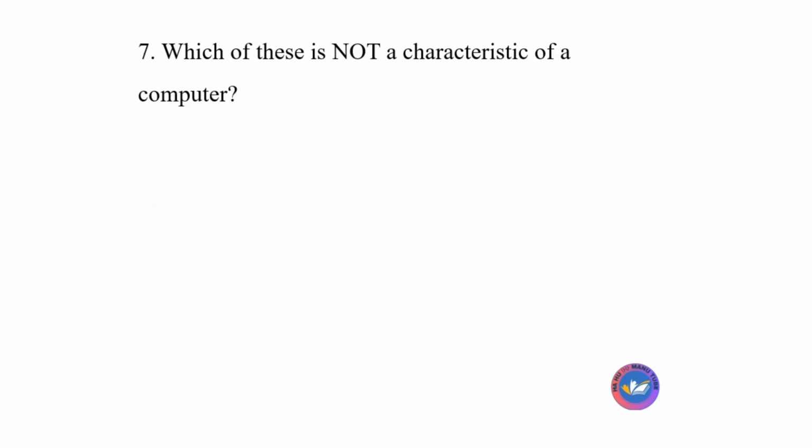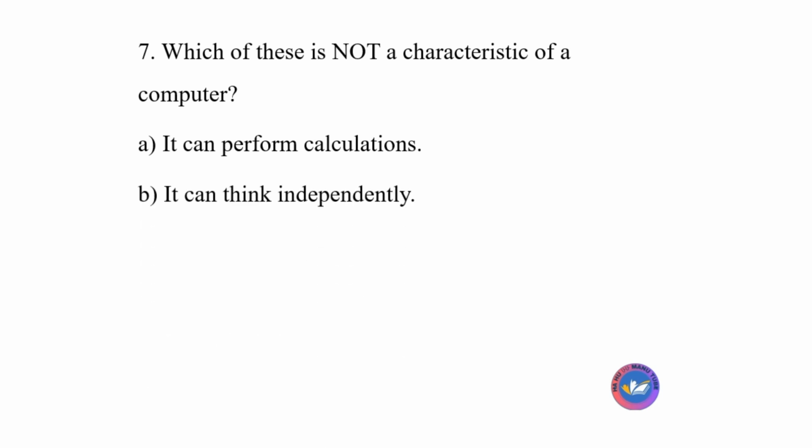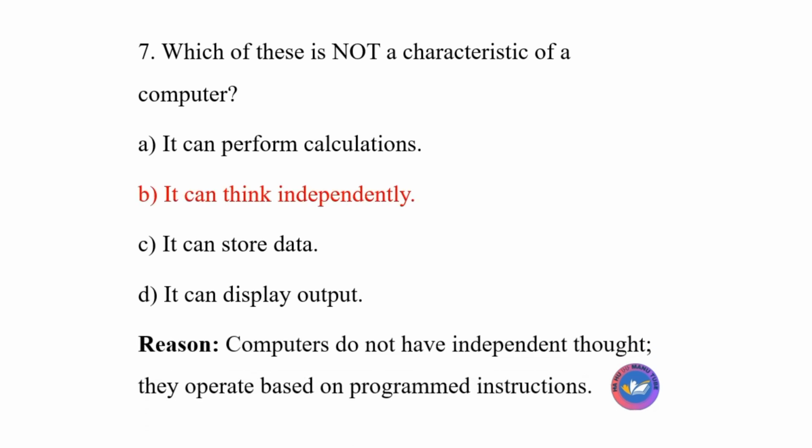Question number 7. Which of these is not a characteristic of a computer? A. It can perform calculations. B. It can think independently. C. It can store data. D. It can display output. The answer will be it can think independently. Computers do not have independent thought. They operate based on programmed instructions.